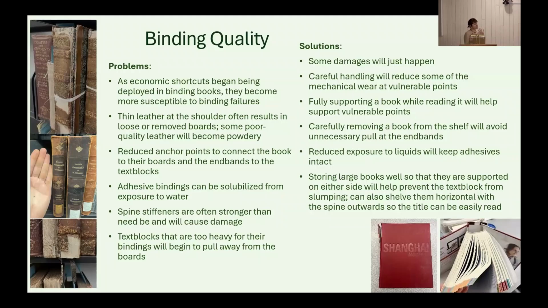In these cases, some of the damage is going to happen, but careful handling will reduce a lot of the problems. Holding a book when you're reading it is really helpful instead of letting elements drape. Again, remove the book carefully from the shelf. And if you have really thick text blocks that you're afraid might have that gravitational pull down, you can store them horizontally. So those are the key takeaways for the binding itself.